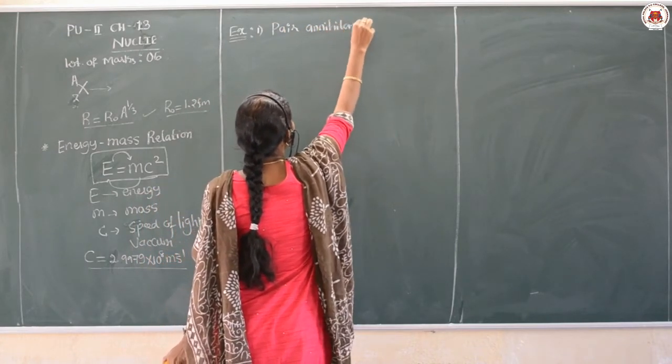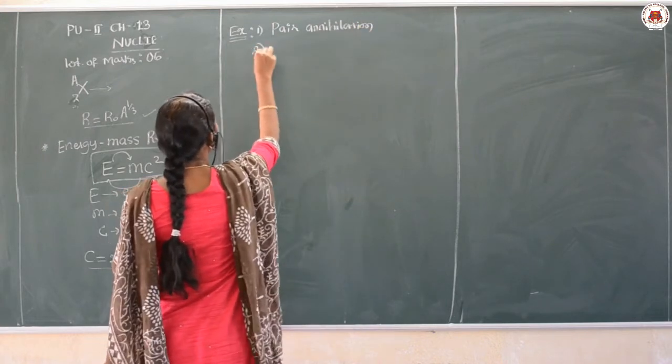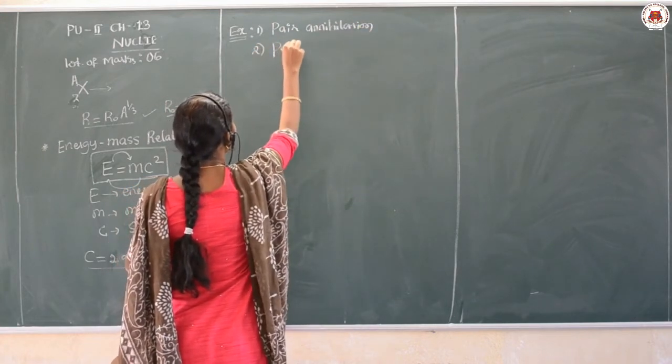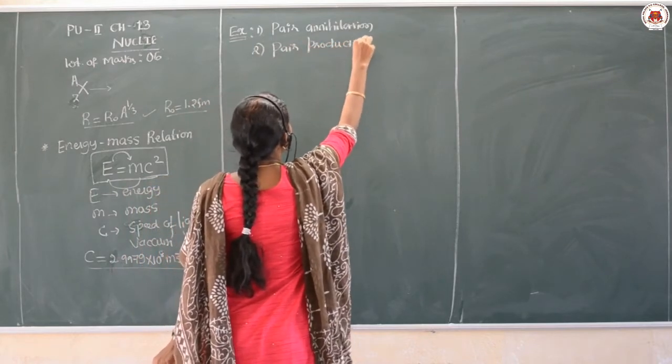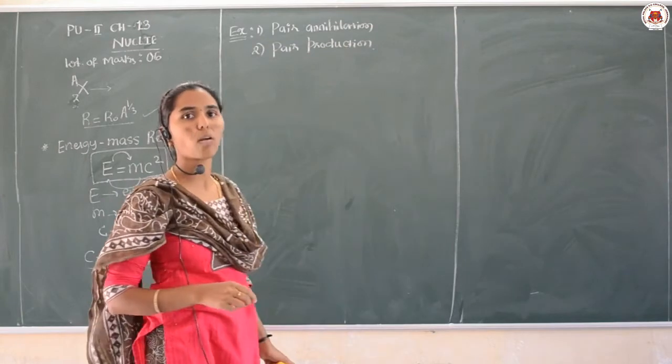Pair annihilation. Another one we call pair production. Pair production. Yes, in the pair annihilation, what happens?